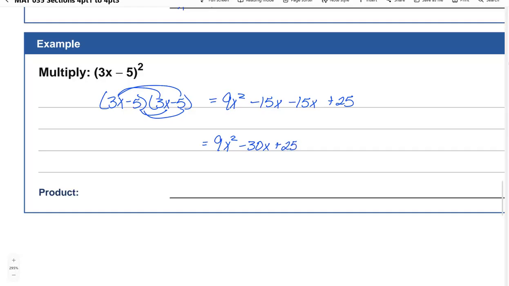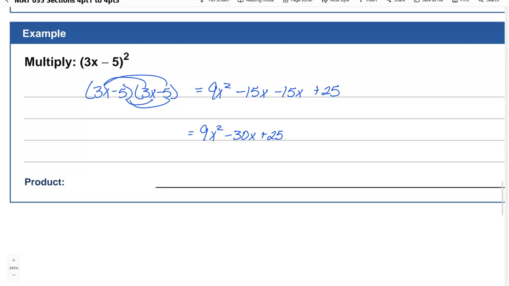Now later, we're going to go backwards. We're going to start with this, and we're going to ask how we factor it. This thing is called a perfect square trinomial because it ends up being something quantity squared. We'll talk more about that later.